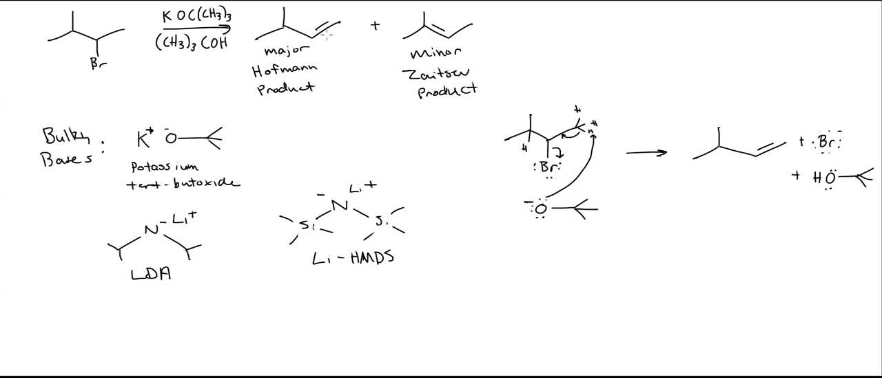I'm going to get the less substituted alkene as the major product because these bulky bases are so big that they have a very tough time getting to these hydrogens here, right? That's very difficult for them to do. So it's a kinetics thing, right? It takes a long time for it to get in there and get those hydrogens. So that's why it's not going to do that. So bulky base, major product is Hofmann. Non-bulky base, major product is Zaitsev, all right?